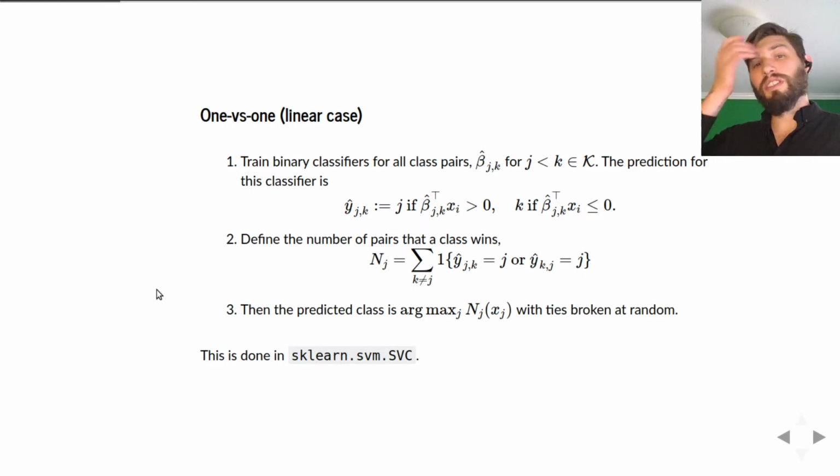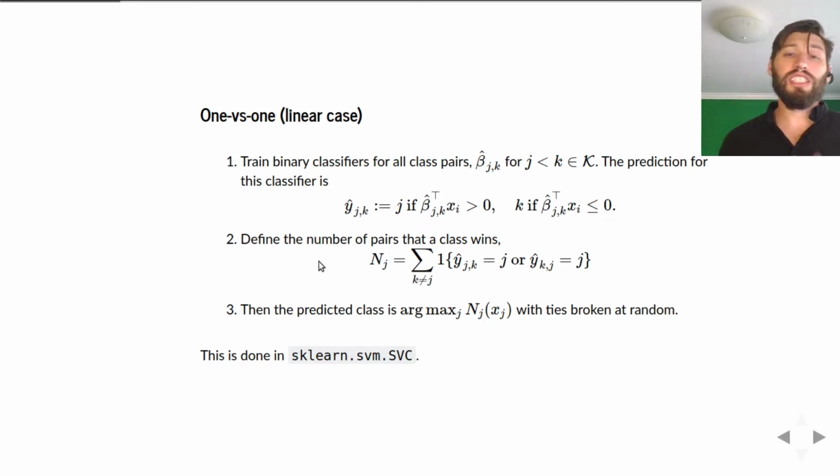So now what we're going to do is define the number of pairs that a given class wins. So we're going to do all comparisons and then just see how many pairs this class wins. And we're going to call that n sub j for the ith sample. And then we're just going to predict the one that has the maximum number of pairs that it wins.